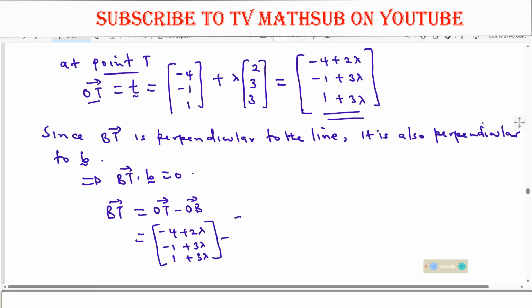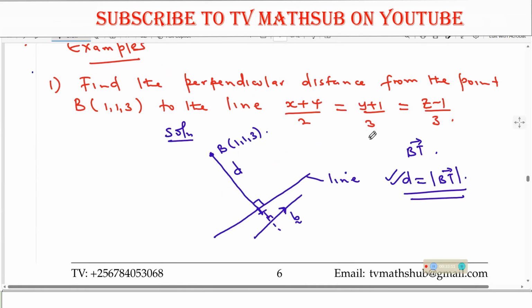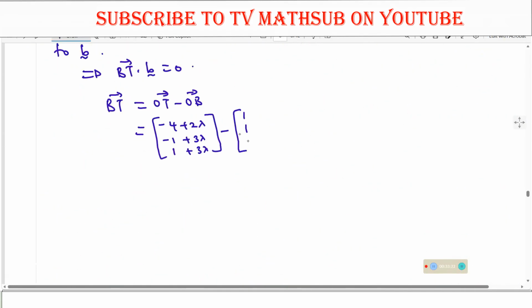Then we shall subtract OB. What is OB? What is B? B is this point here, 1, 1, 3. Okay? So that is 1, 1, 3. And this will give us, let's get that.